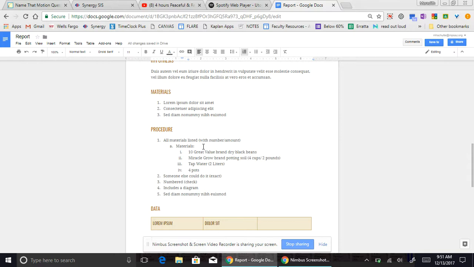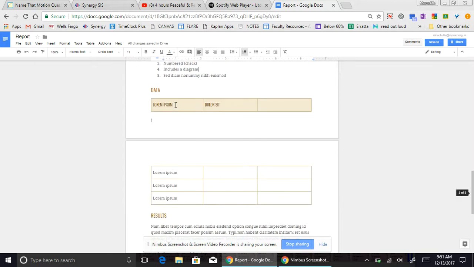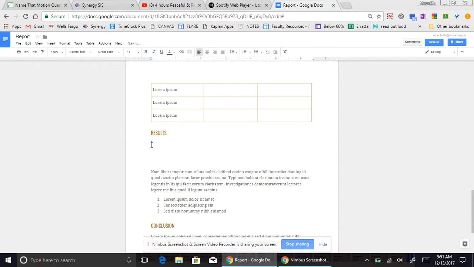Yeah. And then you're going to just double check it against all of these things. Draw yourself a diagram. You can use the tools in Synergy. Data, this is ready. So you would just change it to your own information. Results down here. You can start writing this. That's the whole thing, is you can start writing this before your experiment is even done. I could start writing it before I even have a topic.